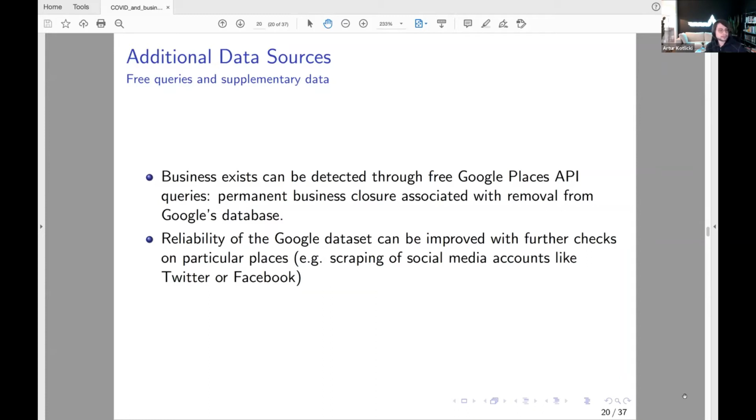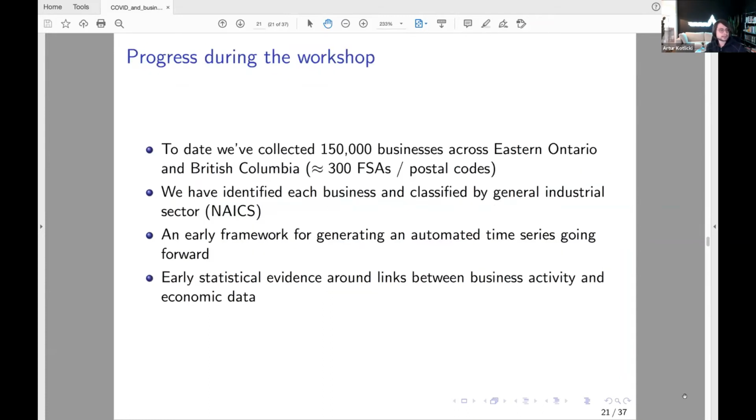Okay, so let's go next. Let me just summarize what we have been able to do during the workshop. We were able to collect 150,000 businesses, focusing on two regions, Eastern Ontario and British Columbia, which covers around 300 FSAs.